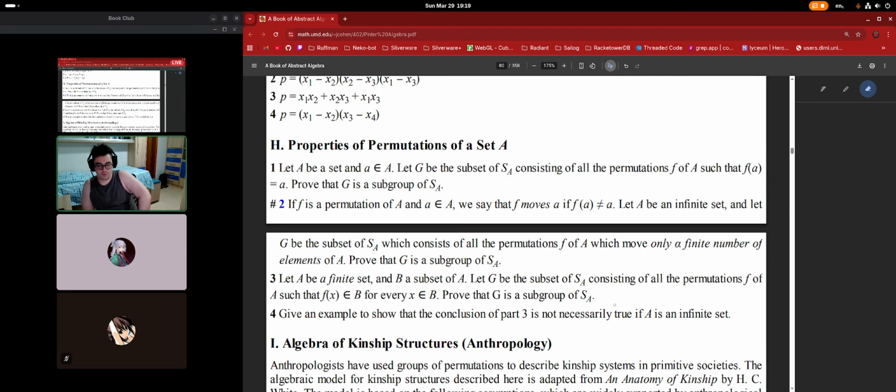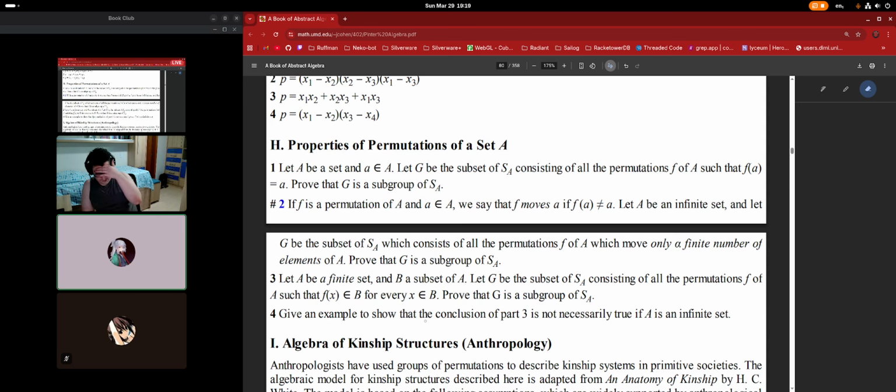Of all the permutations F. Basically, the intuition here is you have a big set with a smaller set inside of it, and you are trying to look at just the permutations where the small set remains the same. Saying that permutations means applying F keeps you in B. If you apply F to something that's in B, you stay in B. This is not really that hard intuitively.